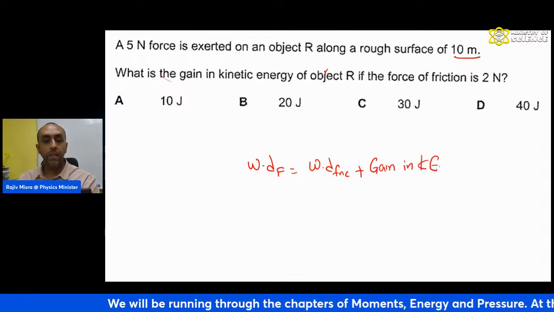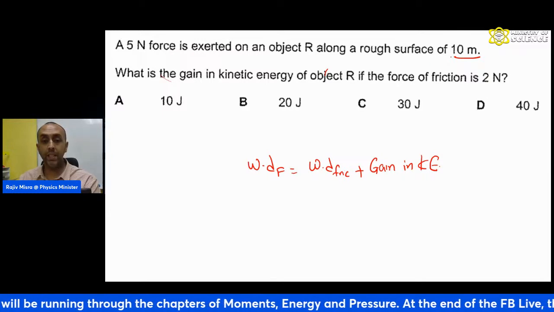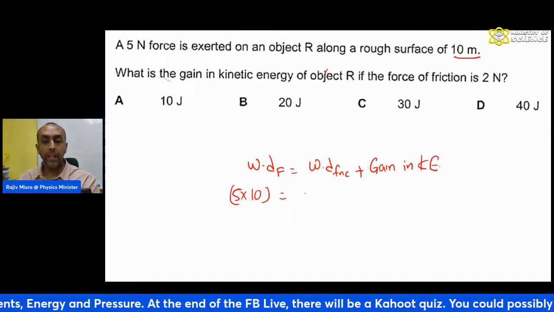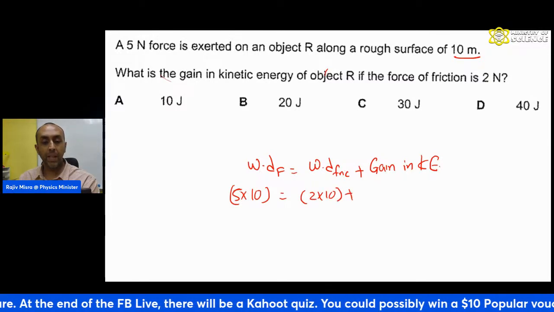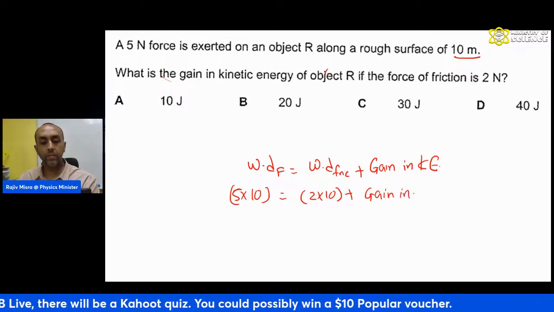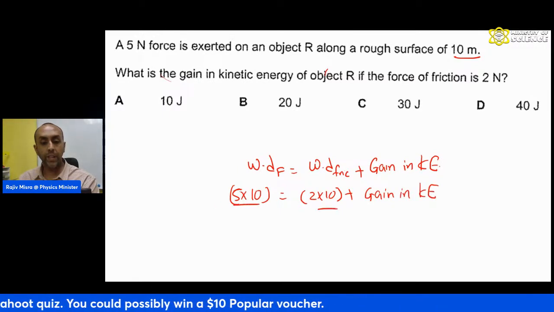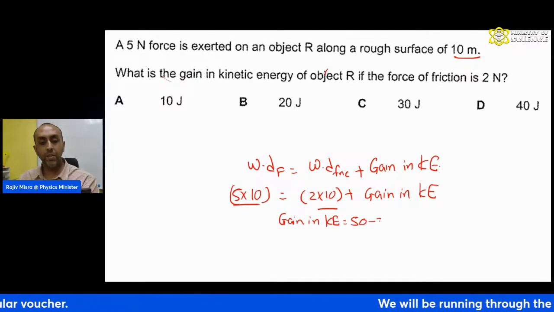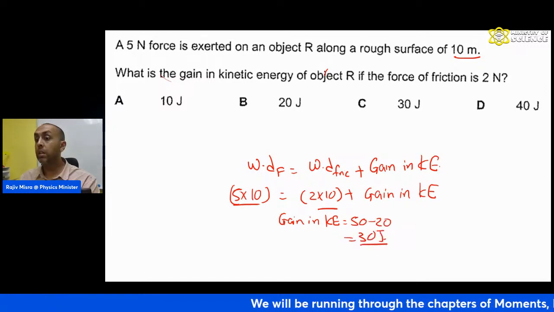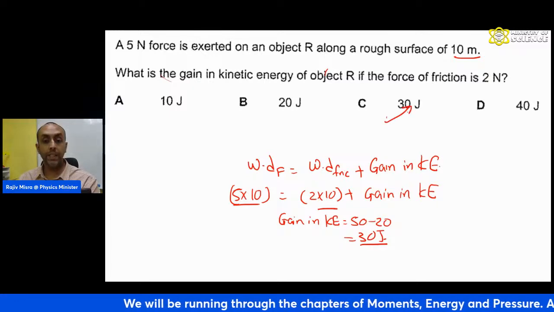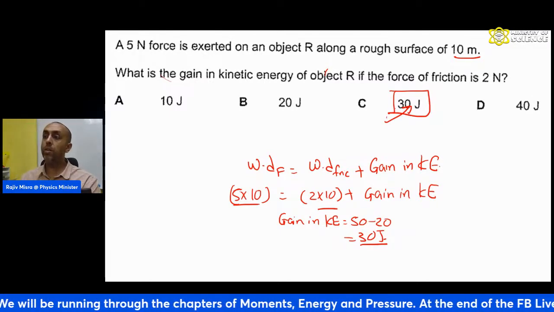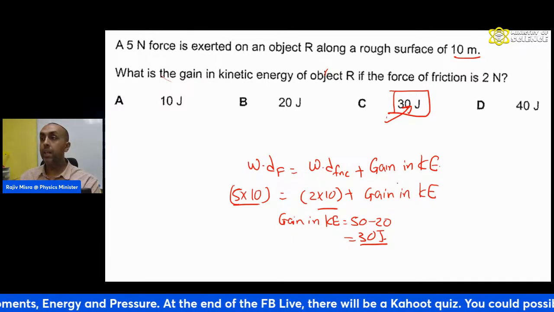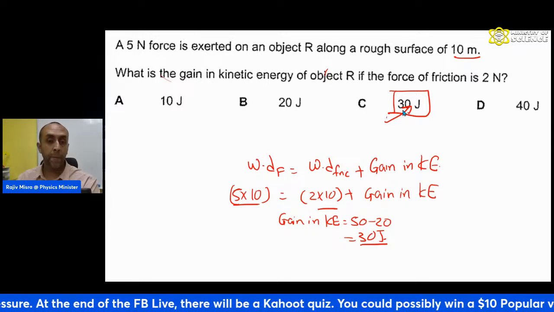Now, once you've got this, I've got the 5 Newton force that is exerted over 10 meters. So this will be 5 times 10, which is 50. Work done against friction is 2 times 10, plus gain in KE. So if this is 50, this is 20, gain in KE is just 50 minus 20, 30 joules. So just take note of this. The answer is C. It's as simple as that. So all you need to take note of is that you are basically taking the difference in the energy. You take one minus the other. And the framework is very, very, very important.